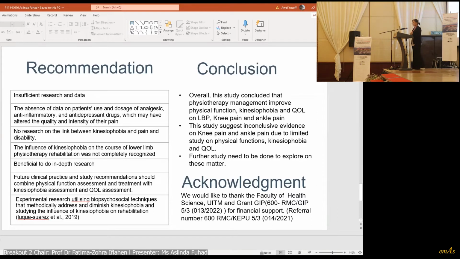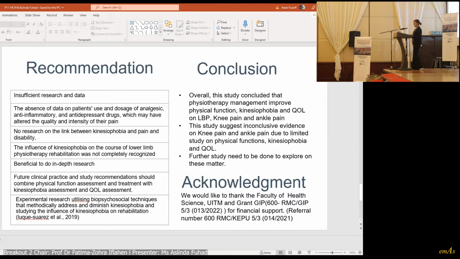Okay, for this study, we recommend further research due to insufficient data: the absence of data on patients' use and dosage of analgesic, anti-inflammatory, and antidepressant drugs, which may have altered the quality and intensity of the pain. There is no research on the link between kinesiophobia and pain and disability. The influence of kinesiophobia on the cost of lower limb physiotherapy rehabilitation was not completely recognized. It would be beneficial to do in-depth research. Future clinical practice and study recommendations should combine physical function assessment and treatment with kinesiophobia assessment and quality of life assessment.